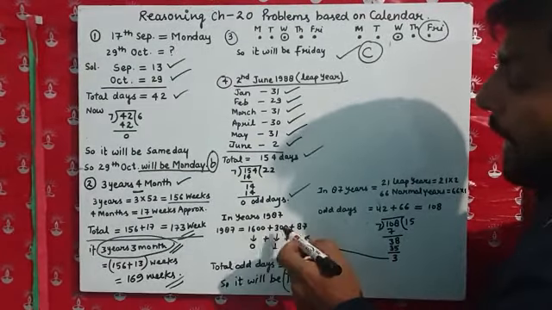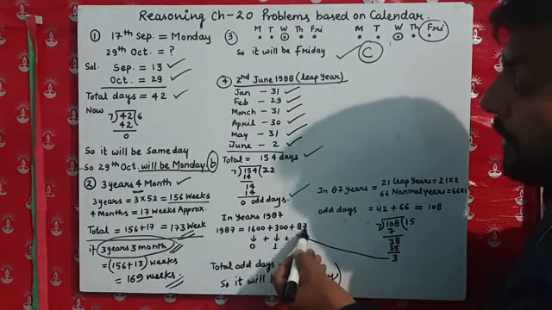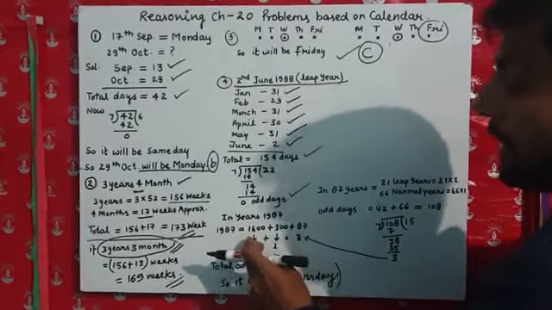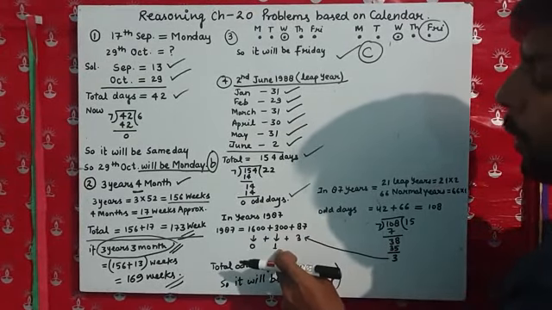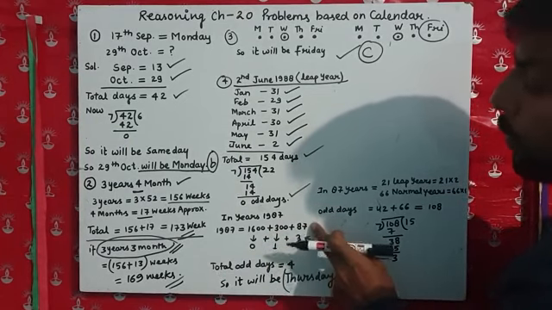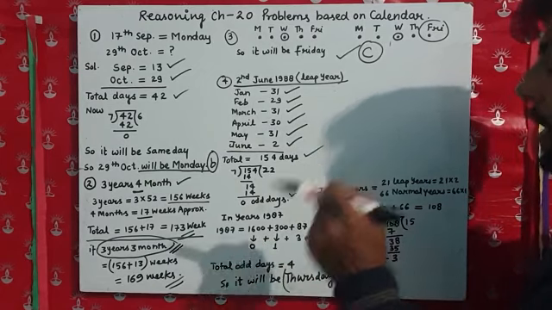Now we will add 300. 1600 plus 300 plus 87 makes 1987. In 1600 there is no odd day, but in 300 there will be one odd day. You can calculate it; this is the formula. Now going to the 87: we have to find out how many odd days there are in 87 years.